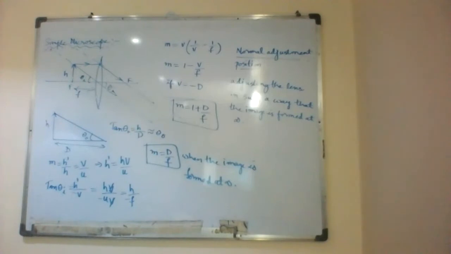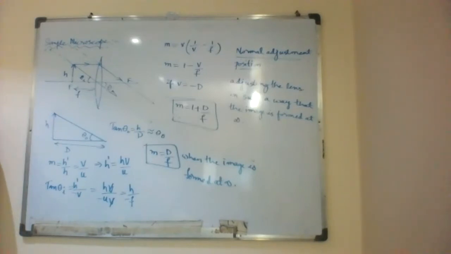What do you mean by angular magnification? Linear magnification, angular magnification. What is the definition of angular magnification? So this height is there. When your height increases, this angle also increases, like theta I also increases.